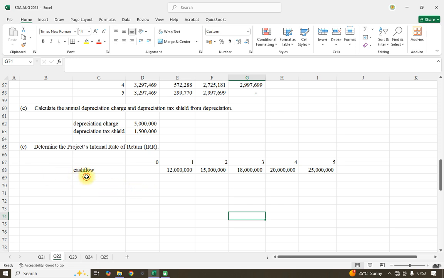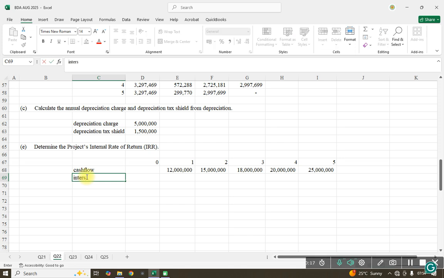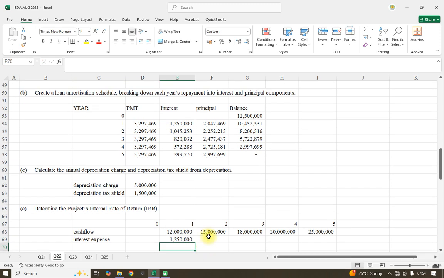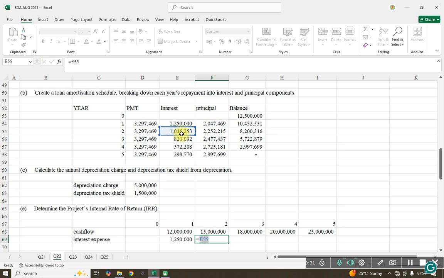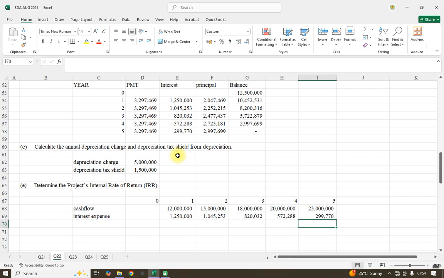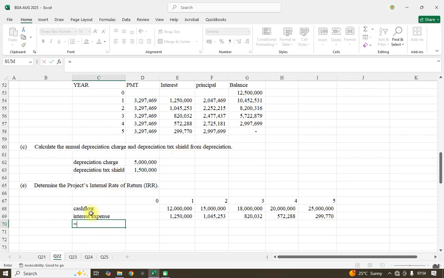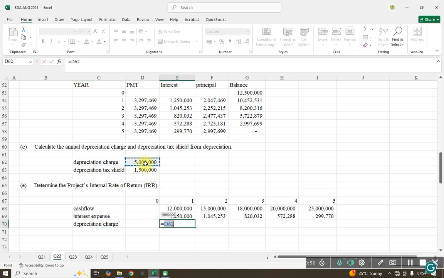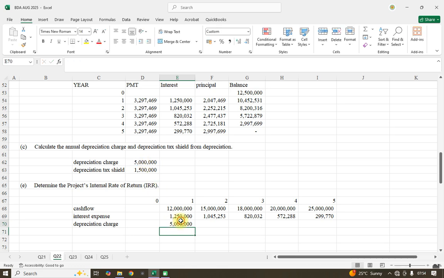And we have the finance cost or the interest. Remember, we had financed using what? So the interest expense. We have the interest expense, and our interest in year 1, in year 2, in year 3, in year 4, and year 5. Don't forget that we are financing part of it using the loan, so we are paying the interest, and we are having the depreciation charge, which is a constant of 5 million.